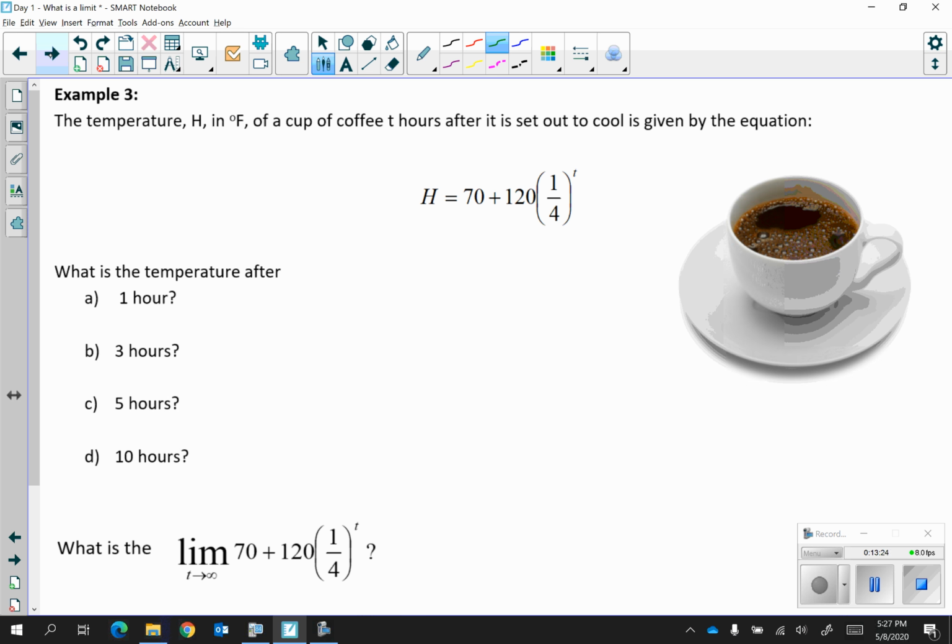Now, let's talk about a cup of coffee. It's probably the most popular limit example. When you get a cup of coffee, it is piping hot, right? Or at least usually you don't drink it right away because it's too hot for you and it'll burn your tongue. Instead, you wait several minutes because the longer you wait, the more the coffee is going to cool down. Think about it this way.